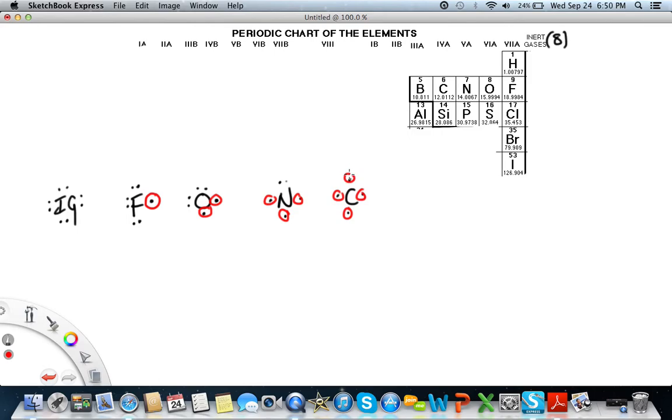Now, some of these can actually have more bonds than what are shown here, but what this tells you is that if fluorine has 1 bond, it's neutral. If oxygen has 2 bonds, it's neutral.